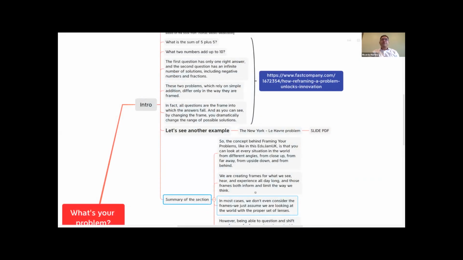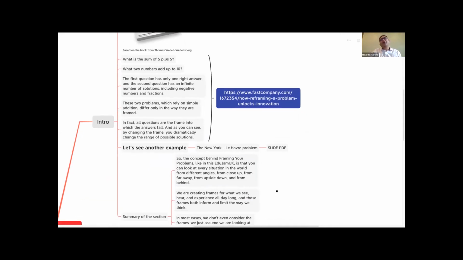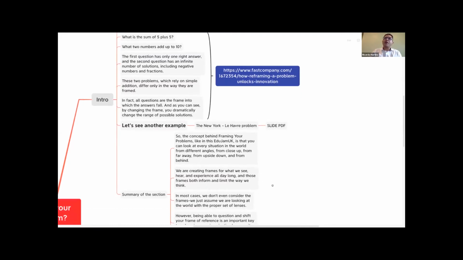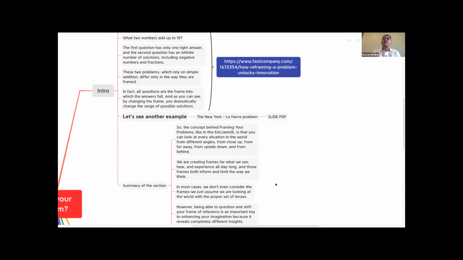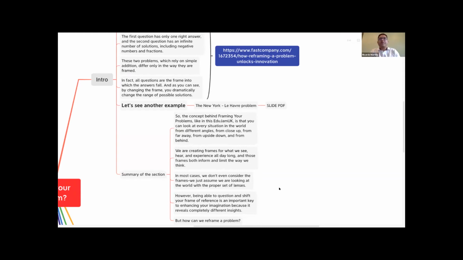So the concept behind framing your problems is that you can look at every situation in the world from different angles. In most cases, we don't even consider the frames. We just assume we are looking at the world with the proper set of lenses. However, being able to question and shift your frame of reference is an important key to enhancing your imagination because it reveals completely different insights. But the most important question in this lecture is, how can we reframe a problem?